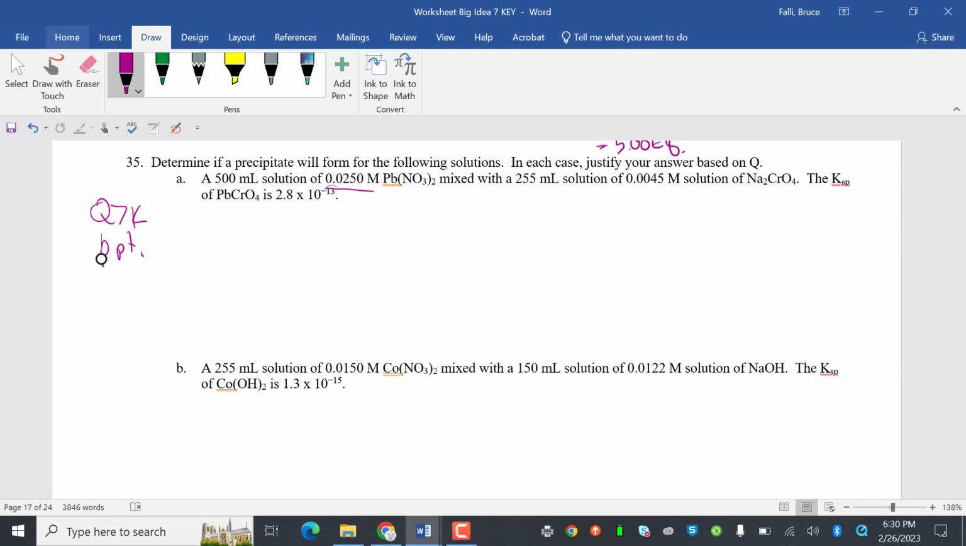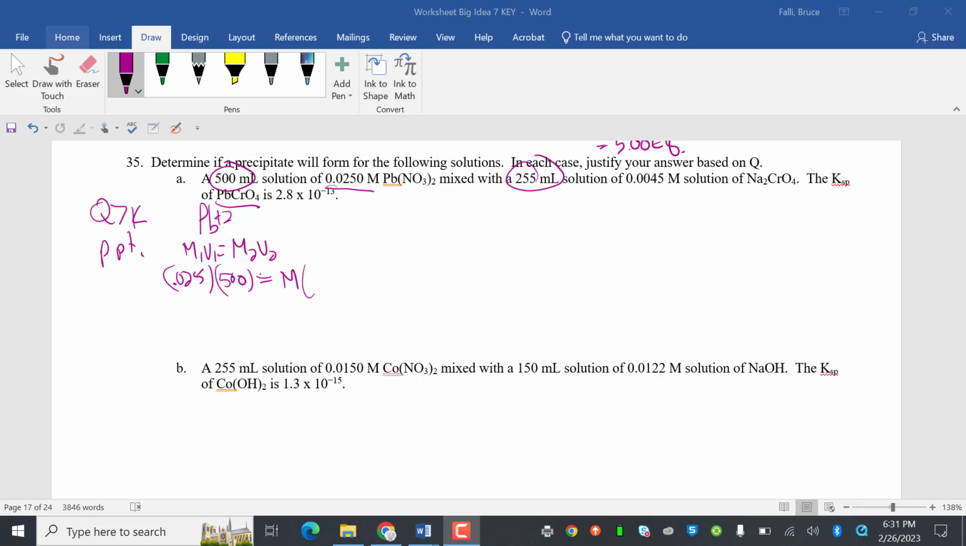So the first thing we have to do is find out the right molarity. The precipitate we're making is PbCrO4, so I have got to find the molarity of this. I've got to do M1V1 equals M2V2 because I'm pouring solutions together. The original molarity is 0.025, the original volume is 500. I'm looking for a new molarity, and my new volume is 255 plus 500.